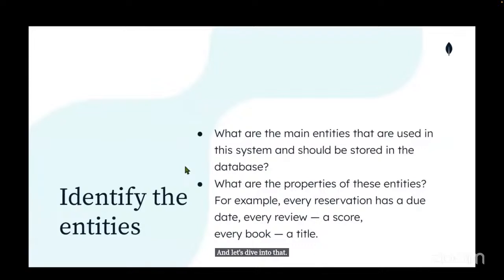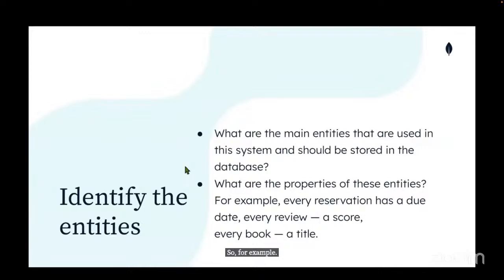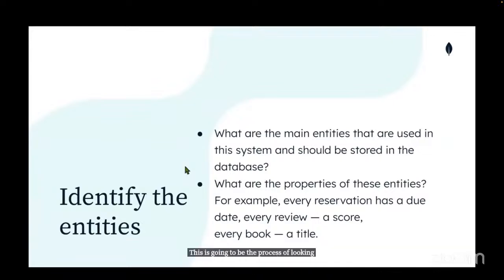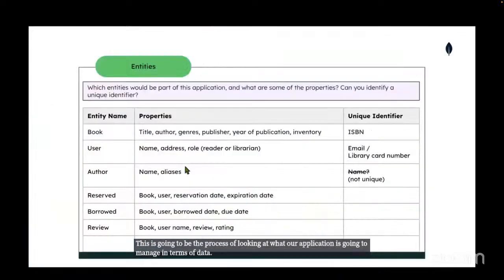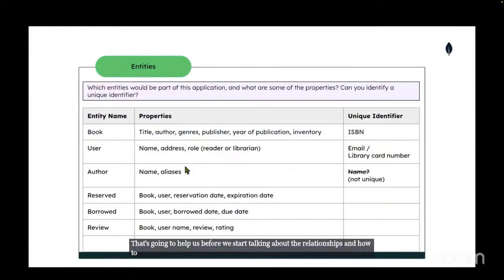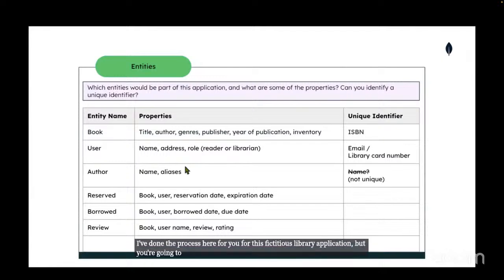What are the main entities that are used in our system and that we're going to be storing in our database? And what are the properties of these entities? So for example, every reservation has a due date, every review has a score, every book has a title. This is going to be the process of looking at what our application is going to manage in terms of data. That's going to help us before we start talking about the relationships and how to lay it out on disk. I've done the process here for you for this fictitious library application, but you're going to want to go through in detail and answer all of these questions specifically.